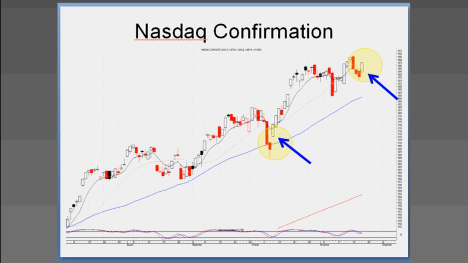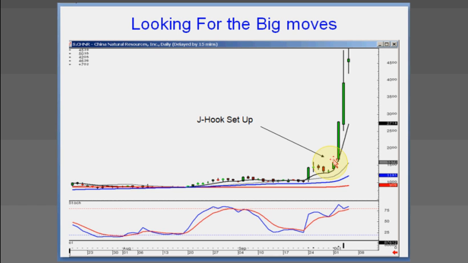So essentially, candlestick analysis basically puts us into situations where we can be in high profit trades. There's our little J-hook, very simple. Buying on a positive open after the J-hook tells us we're breaking out.